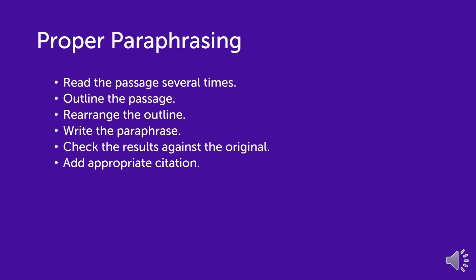Read over the passage several times. Outline the passage you have read. Rearrange the outline. Write your paraphrase from your rearranged outline. Compare your results of your paraphrase against that of the original text. Add any and all appropriate citations. Keep accurate notes and annotate these notes with references to the resources you used in writing the notes. The surest safeguard you can employ is the proper citation of all resources, both within the text and in the final reference, works cited, or bibliography page.